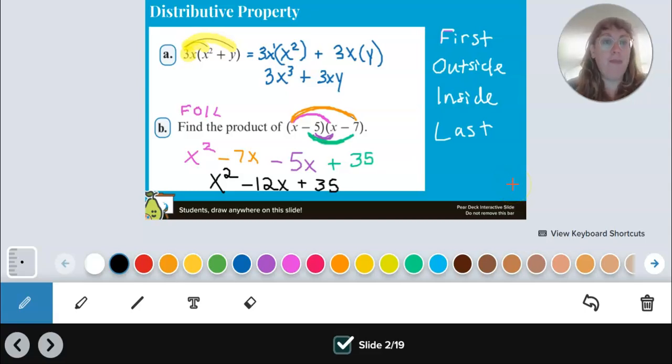Beautiful. So we're going to do a bunch of different practice, all with multiplying these monomials and polynomials. When you feel all set, push ahead to slide 3.